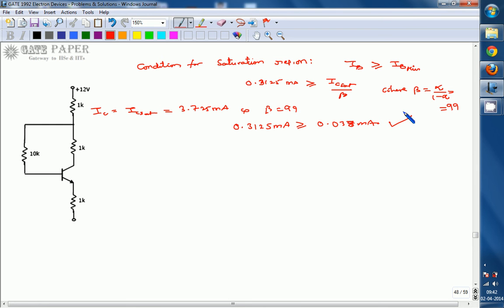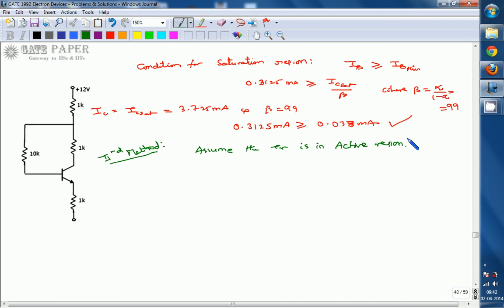Okay, how can you proceed if the transistor is assumed in active region? So we are going in this way. This is the second method. Assume the transistor is in active region.